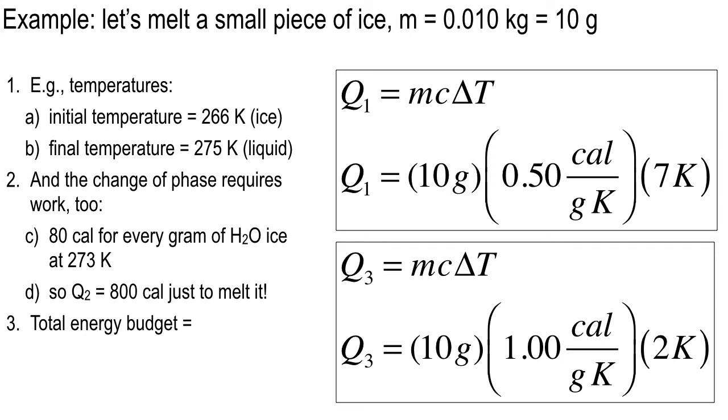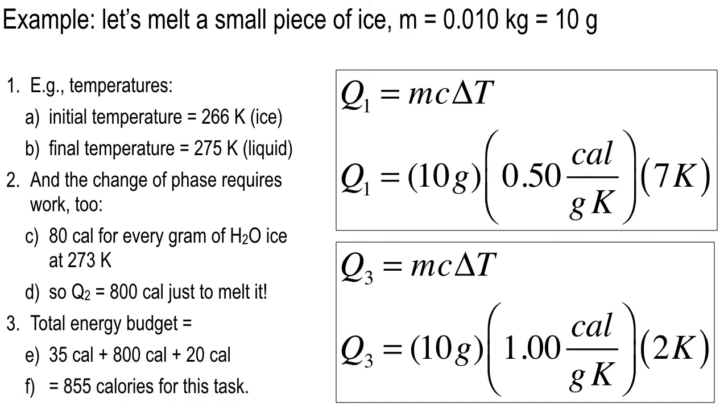Okay, total energy budget. So you just add them up. Here we go: 35, plus 800 for Q2, plus 20 for Q3. So this is kind of a cinchy one. Total of 855.